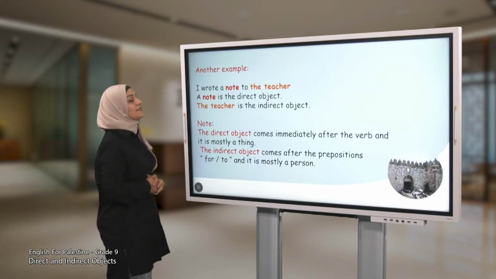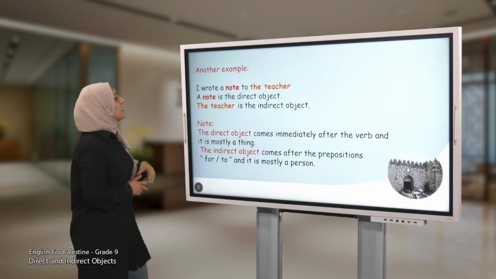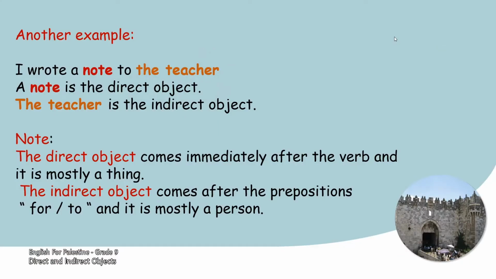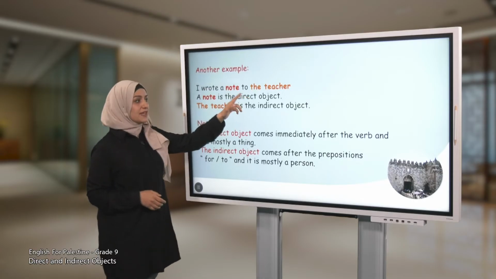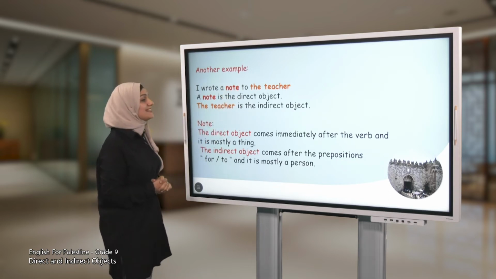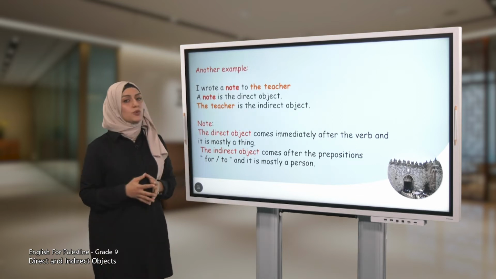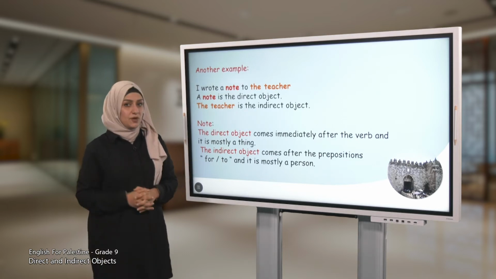Let's look at other examples. I wrote a note to the teacher. Okay, what did you write? I wrote a note. So it's clear that note is an object and it is the direct object because it answers the question, what? While to the teacher comes after the direct object and it is the indirect object and it answers the question, to whom? To whom did you write a note?